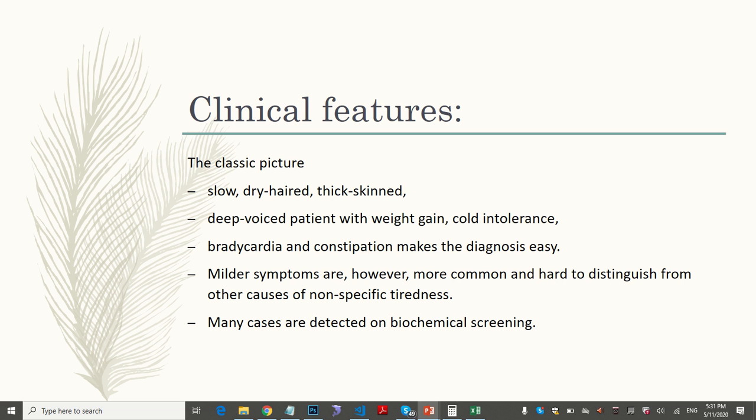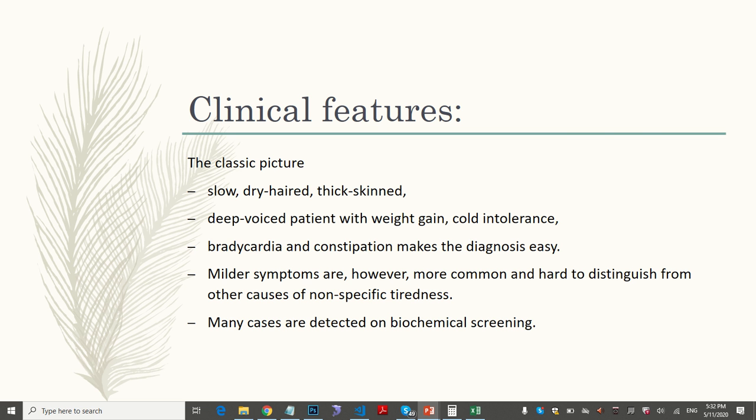What are the clinical features of hypothyroidism? So you see a patient who is going to be apathetic, slow and lethargic, with dry hair, thick skin, deep voice, and weight gain. Cold intolerance is when the patient feels cold even during the hot weather. The patient will also have bradycardia and constipation. So these are bradycardia, weight gain, cold intolerance, constipation. These are the classic signs and symptoms.